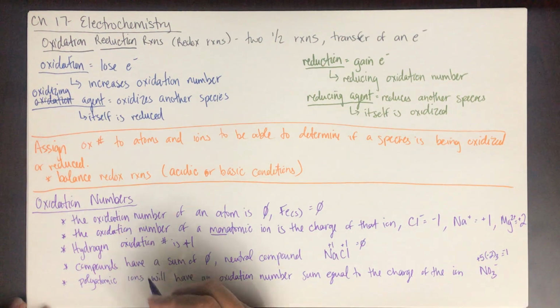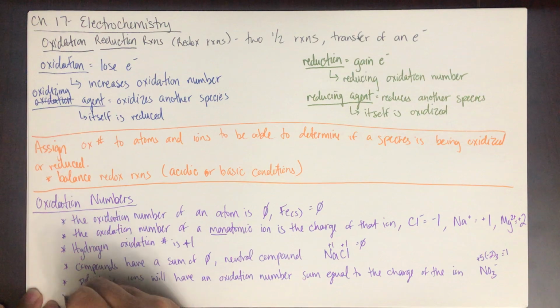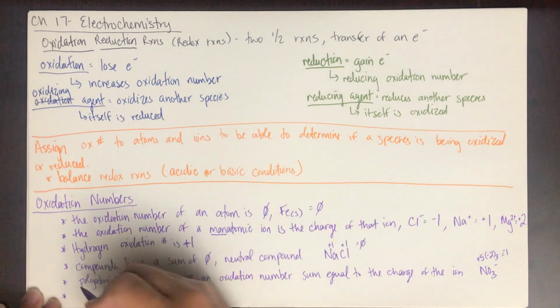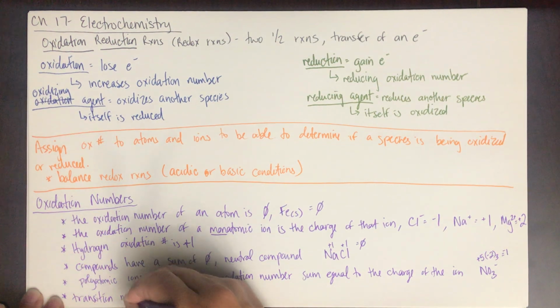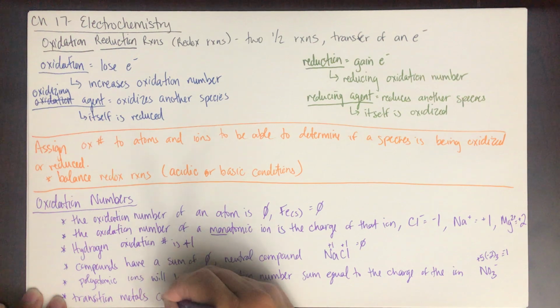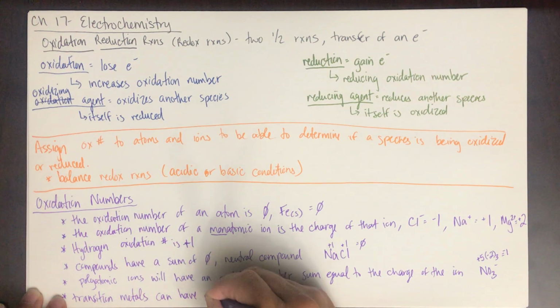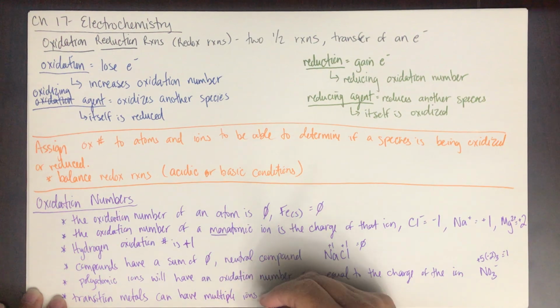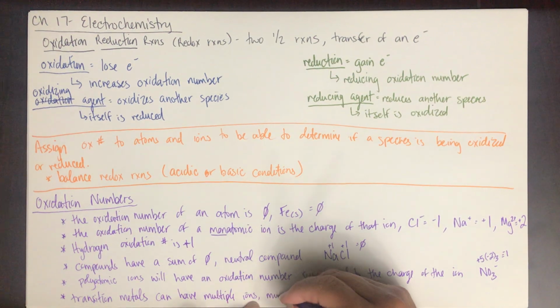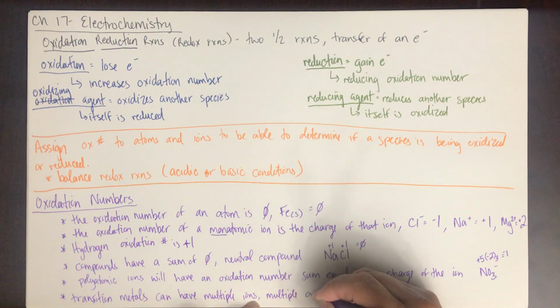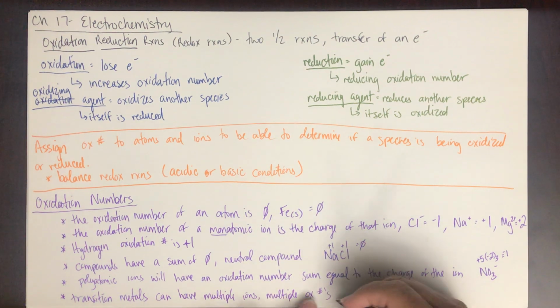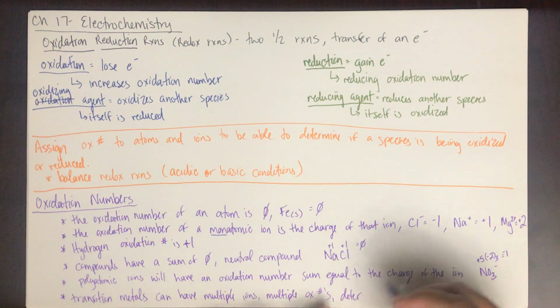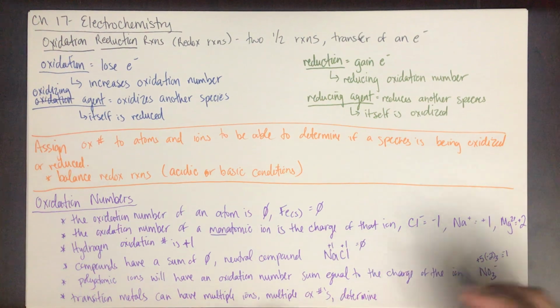And then the last thing is that transition metals can have multiple ions, so they can have multiple oxidation numbers. So you need to determine the oxidation number based on what it is in a compound with.